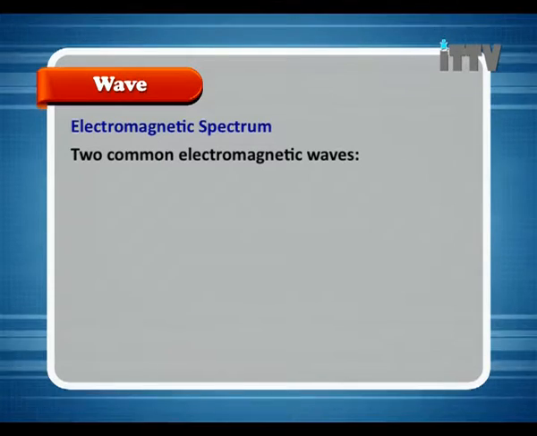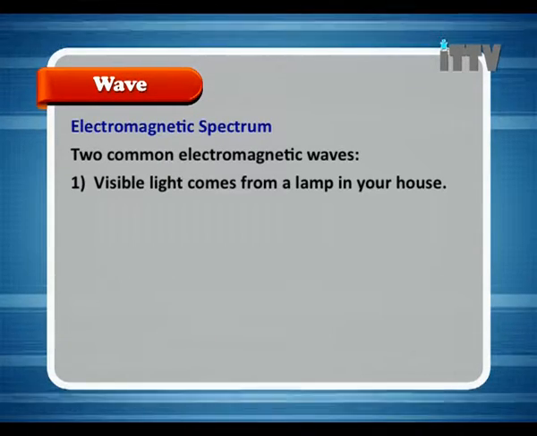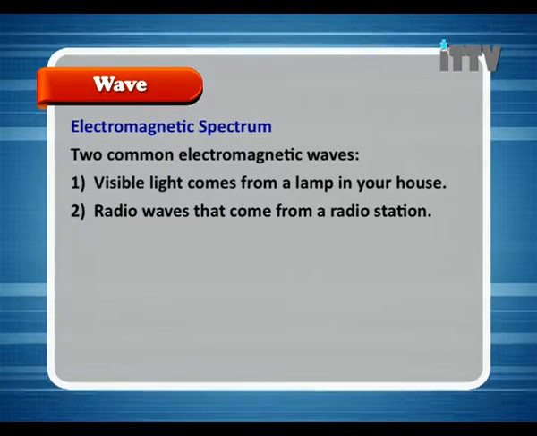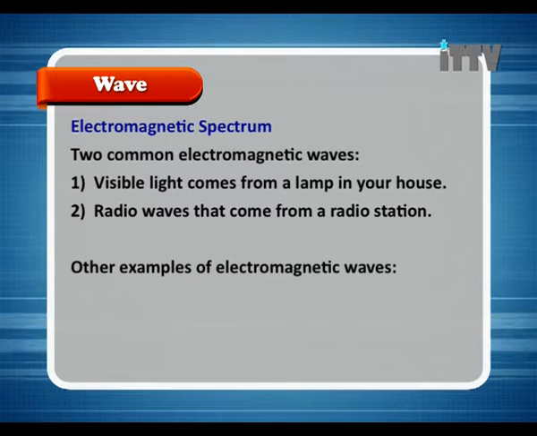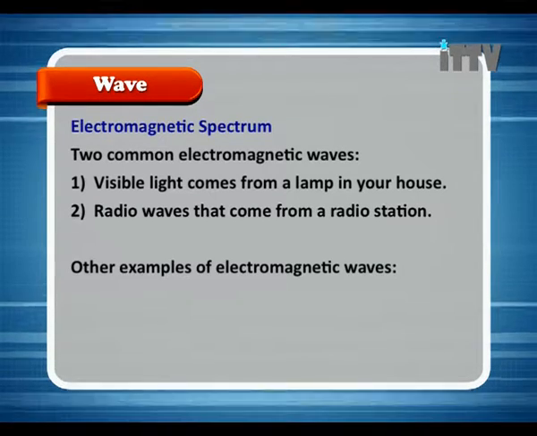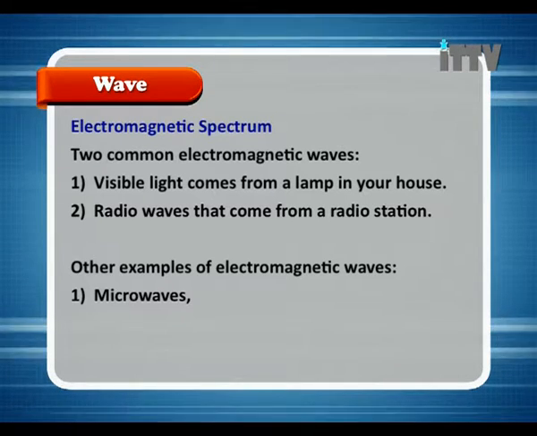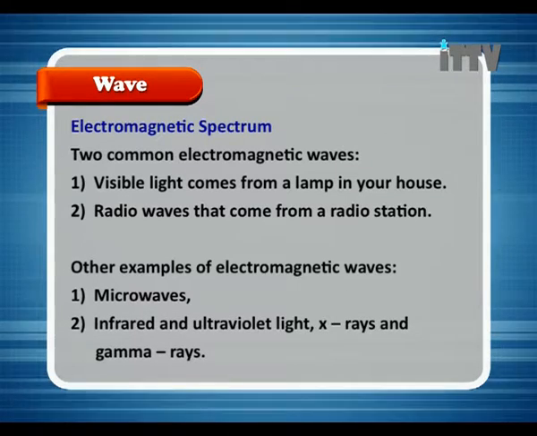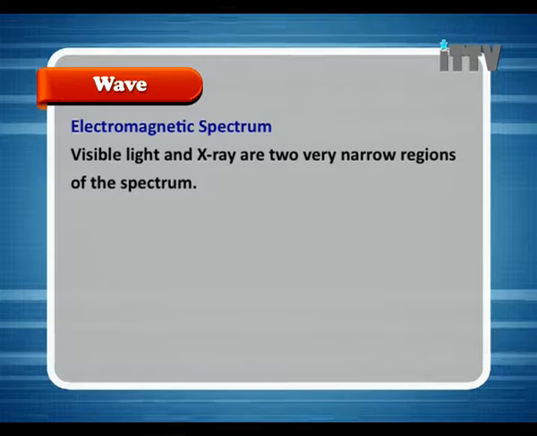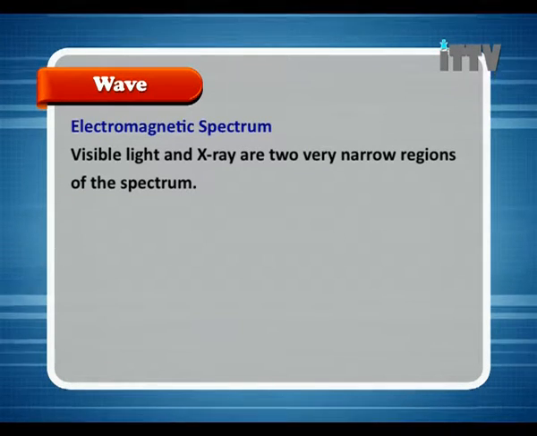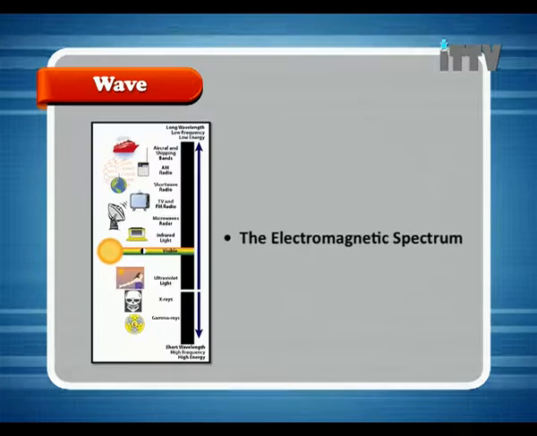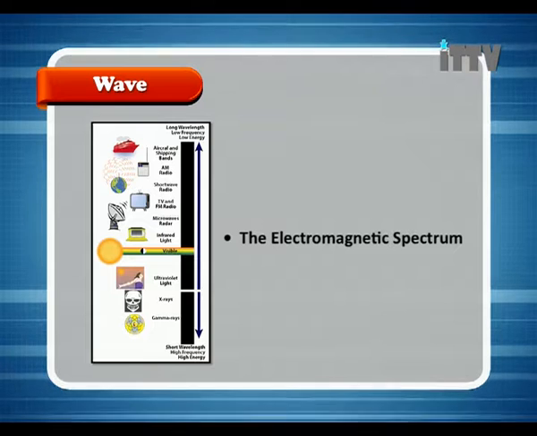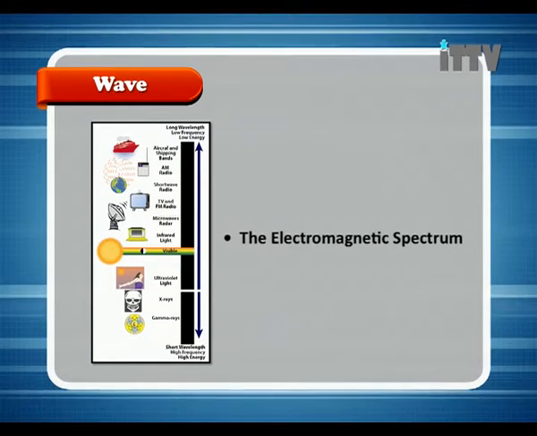2 common electromagnetic waves: visible light comes from a lamp in your house, and radio waves come from a radio station. Other examples of electromagnetic waves: microwaves, infrared and ultraviolet light, X-rays and gamma rays. Visible light and X-rays are 2 very narrow regions of the spectrum. The diagram you see shows you the electromagnetic spectrum and all its components.